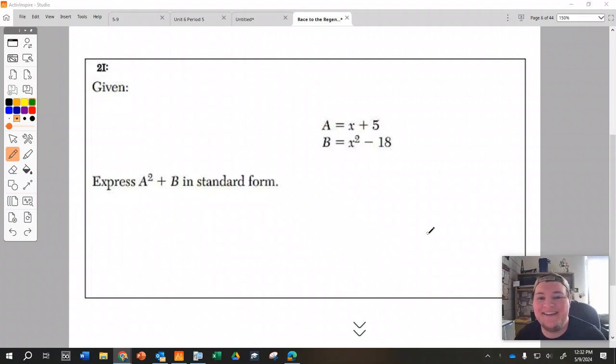Question 2I. Kind of bare bones, isn't it? Not a whole lot here. Given a equals x plus 5 and b equals x squared minus 18, express a squared plus b in standard form. Weird. So what I'm going to do, I've always found bringing stuff out into the open helps me feel a little bit better about approaching things. I recommend it for you if you've never really known how to start this.